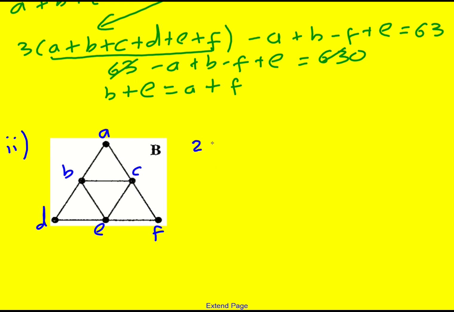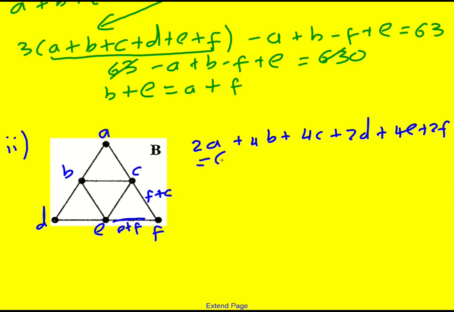But this time, I've got 2A plus 4B plus 4C plus 2D plus 4E plus 2F. When I add the edges together, this one being, say, E plus F, and this one being F plus C, you can see where the 2F comes from. I've just done it really quickly. So that must equal 63.